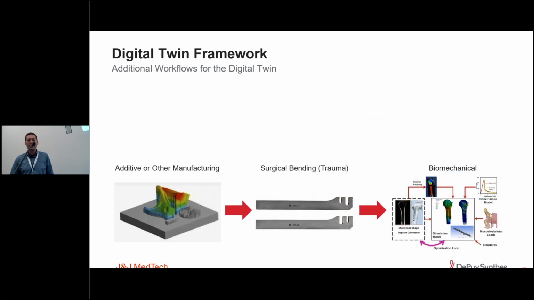I think everybody has a little bit different definition of what a digital twin is. How far do you want to take this process? You can go all the way back to 3D printing the implants or looking at various other manufacturing steps. For example, in trauma, we often forge our plates, which adds residual stress to the implant blank. We have some manufacturing bending steps for some trauma products.